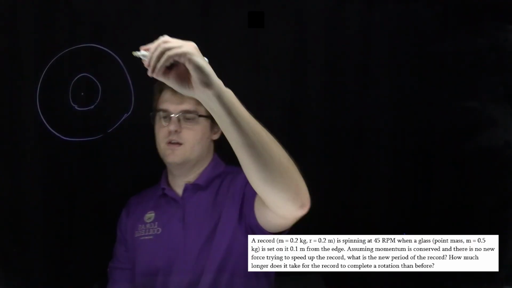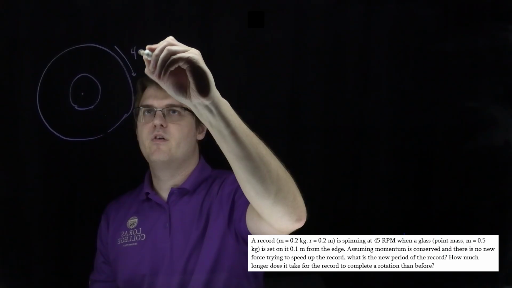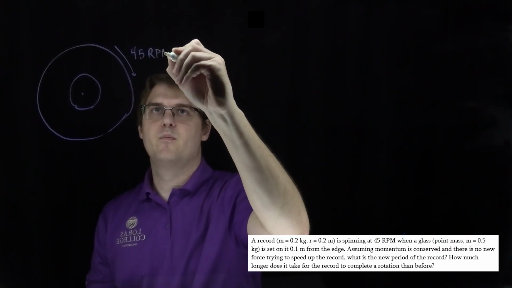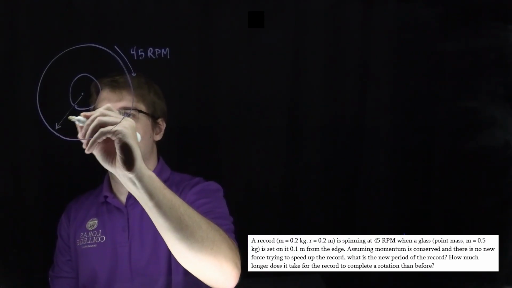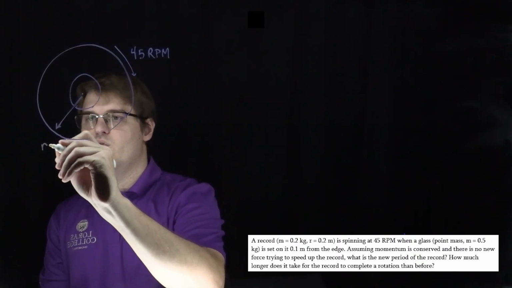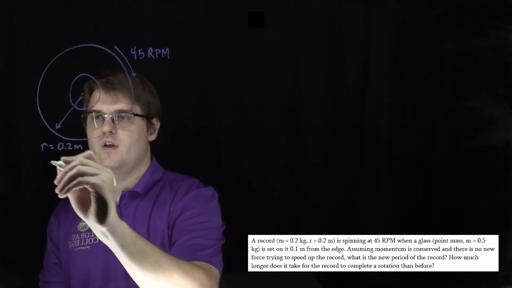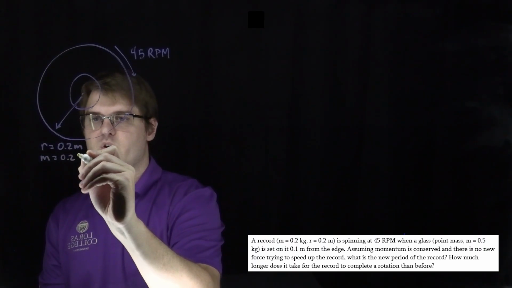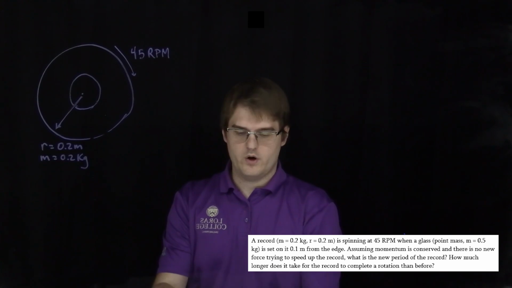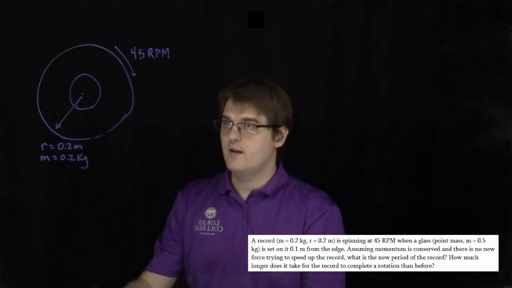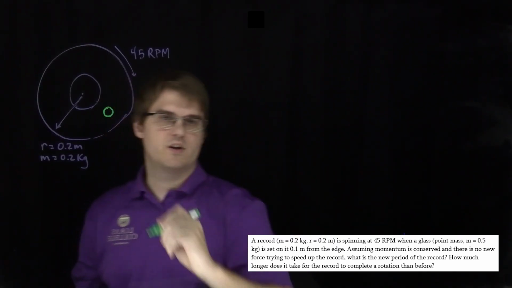We have this guy spinning, and it is spinning at a total of 45 RPM. And it has a radius of 0.2 meters and a mass of 0.2 kilograms. And what we're going to do to it is we're going to be terrible guests, and we are going to go ahead and stick a cup on it. So we set our drinking glass on it.